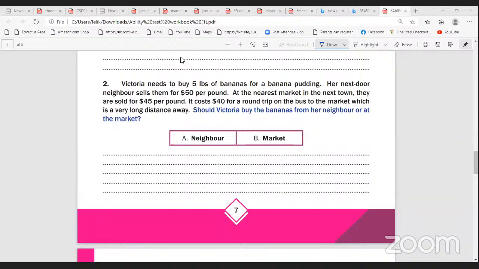I think she should buy it from the neighbor, because even though the market sells for $45 per pound, she will have to take a bus which costs $40. $45 multiplied by 5 is $225, plus 40 is $265. While if she buys it from the neighbor, $50 times 5 is $250.